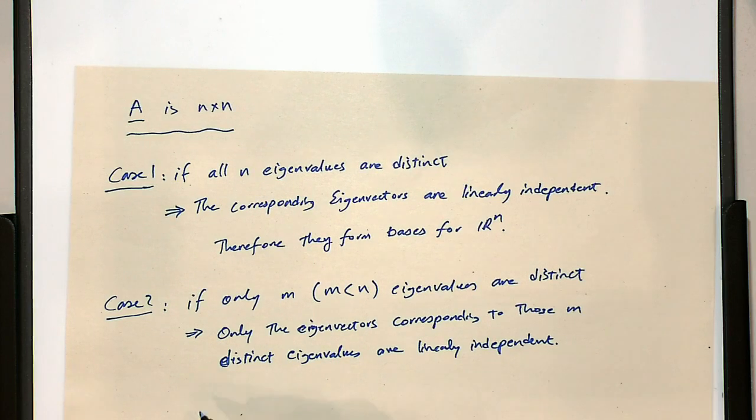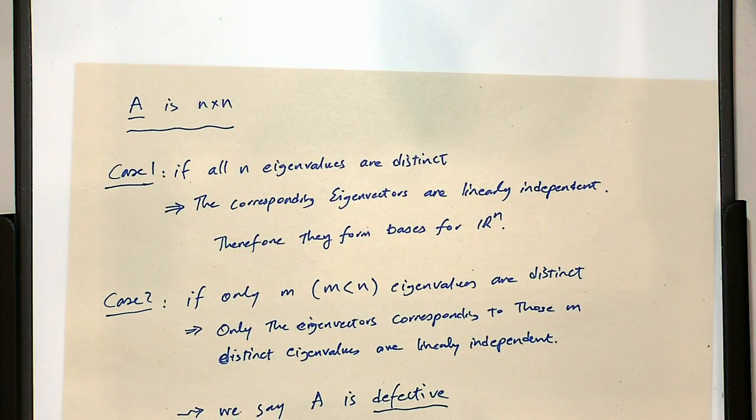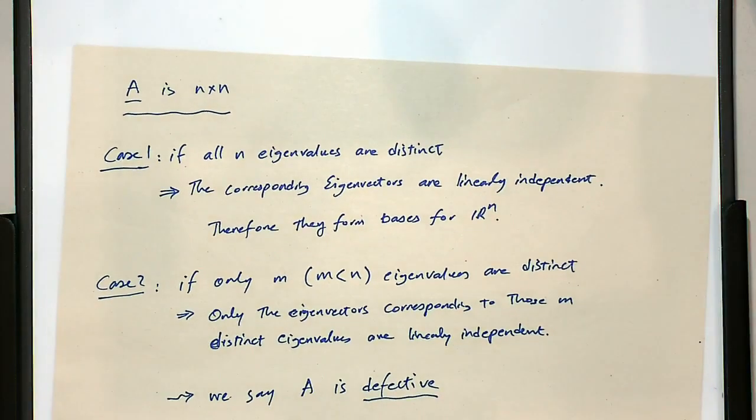So in this case, we say matrix A is defective. Okay? So if you look at the slides of the course, you will see that you have defective matrices. Unfortunately, for the sake of time, I need to skip that. I can show you where you should look.